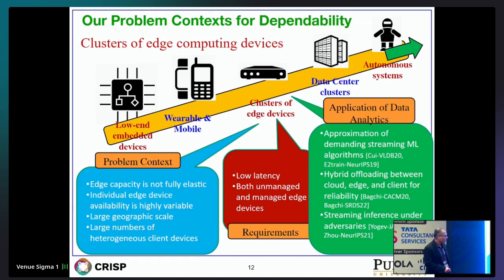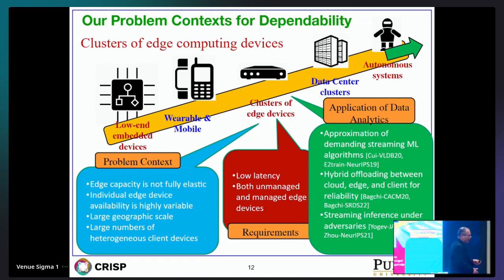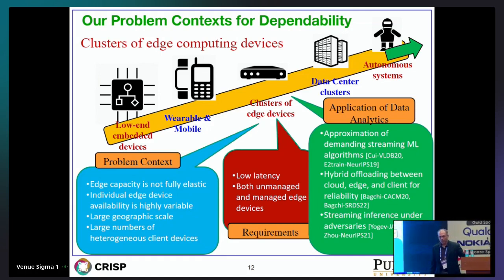And the third one, with the security flavor, is now you want to be able to do the streaming inference, but some parts of your data stream are strategically corrupted. When some parts of your data stream are strategically corrupted, can you still make reliable inference? So these are three broad research directions which the community has been pursuing. One of them is relatively mature and the other two are evolving.